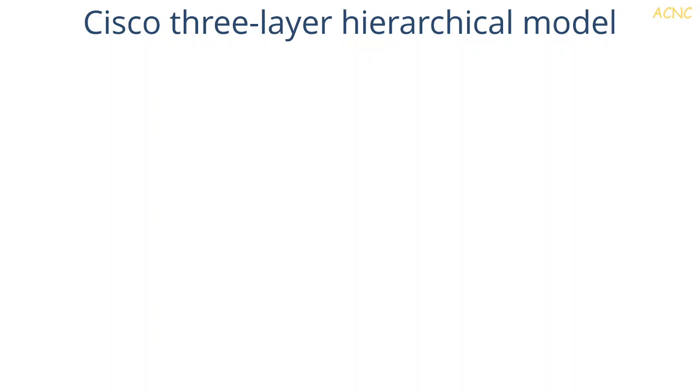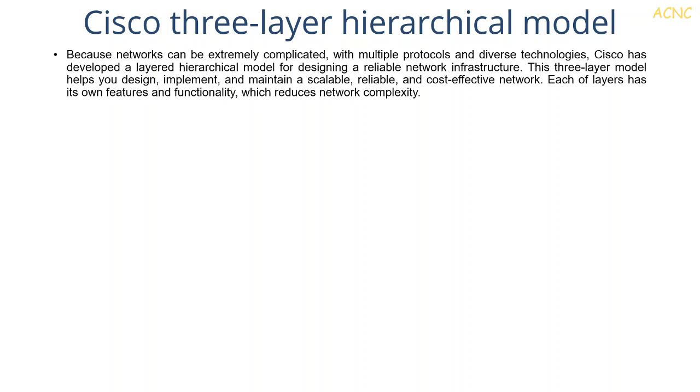Last we have the Cisco three-layer hierarchical model. Let's see the Cisco three-layer hierarchical model, because networks can be extremely complicated. We all know the network is a very complicated thing. It is not a simple thing, with multiple protocols and technologies in a single network. Cisco has developed a layered hierarchical model for designing a reliable network infrastructure. This three-layer model helps you design, implement, and maintain a scalable, reliable, and cost-effective network. Each layer has its own features and functionality which reduce network complexity.